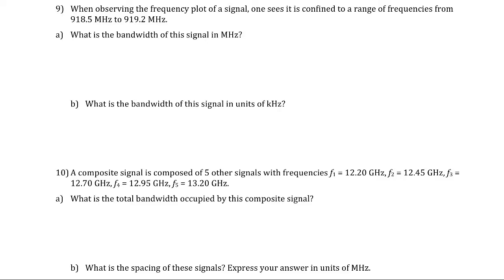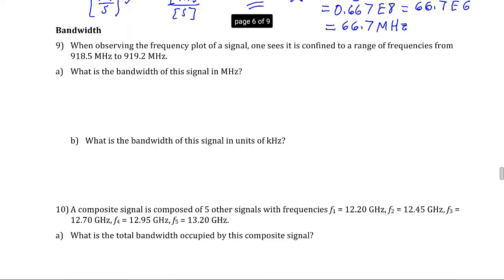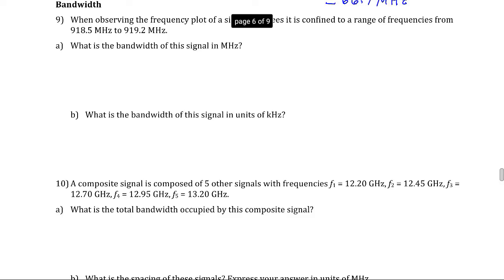Okay, in this example I'm going to do a bandwidth problem. I'm going to do the one at the top of the page here, and I'll start by reading it. When observing the frequency plot of a signal, one sees it is confined to a range of frequencies from 918.5 to 919.2 megahertz. And we want to know A, what is the bandwidth of this signal in megahertz, and B, what is the bandwidth in kilohertz.